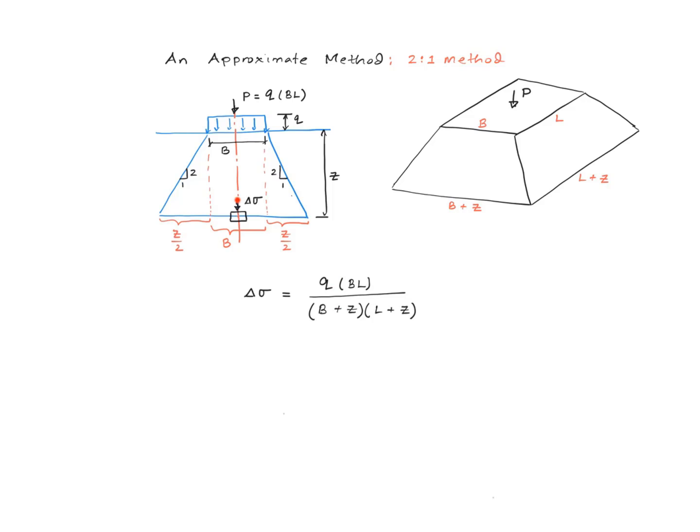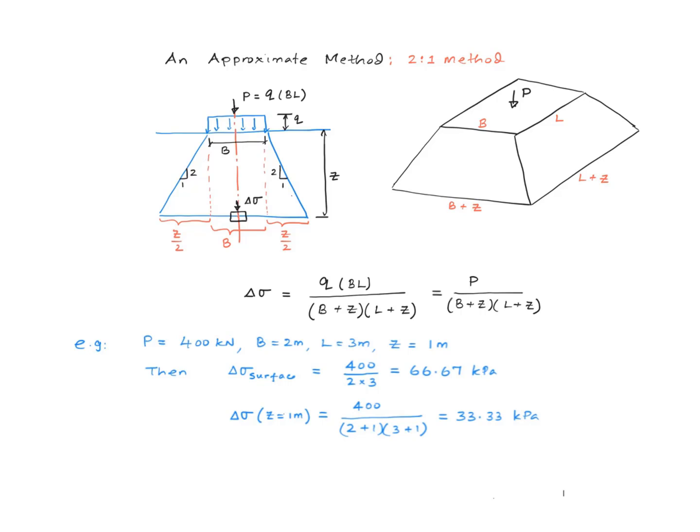And therefore the vertical stress at this point is simply q multiplied by B times L divided by the area of this enlarged part at the depth Z, which is B plus Z times L plus Z. Or simply the column load P divided by B plus Z times L plus Z.